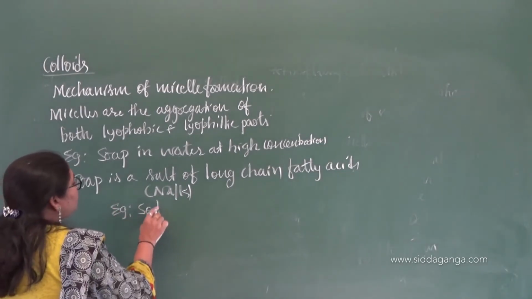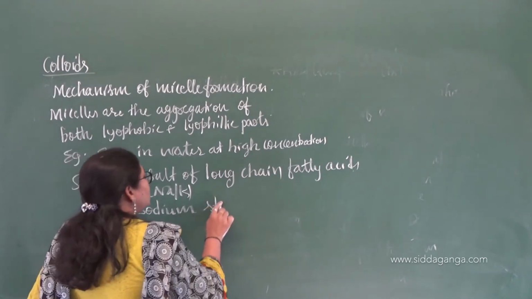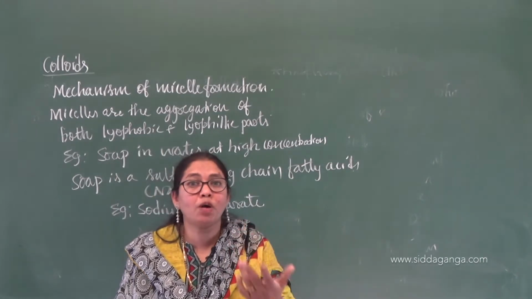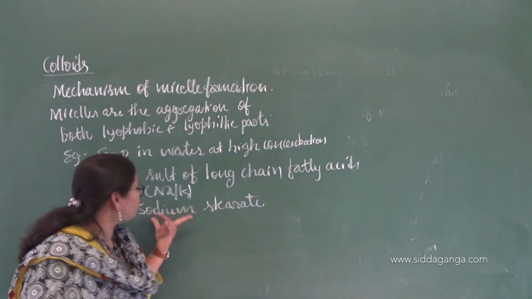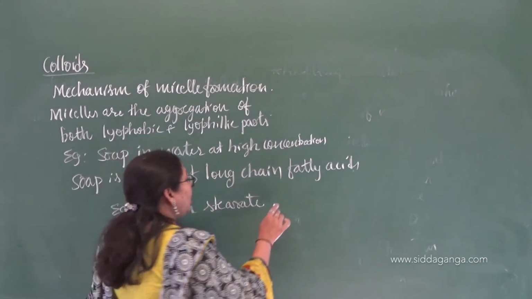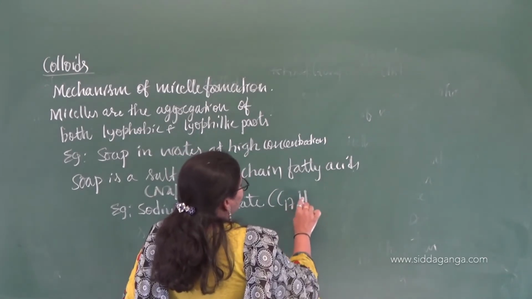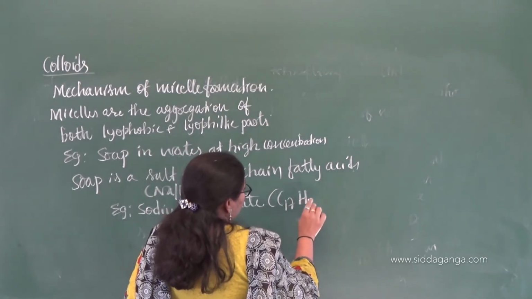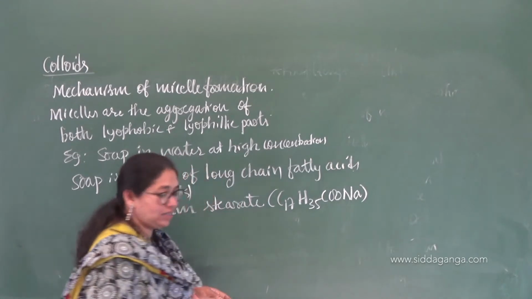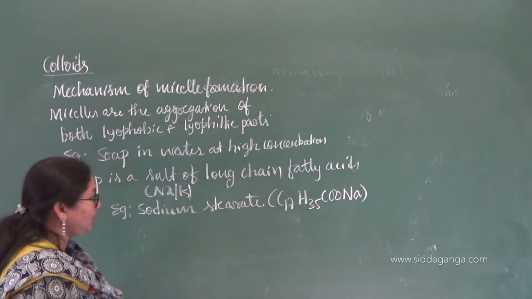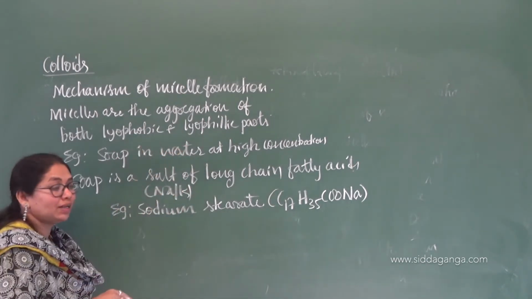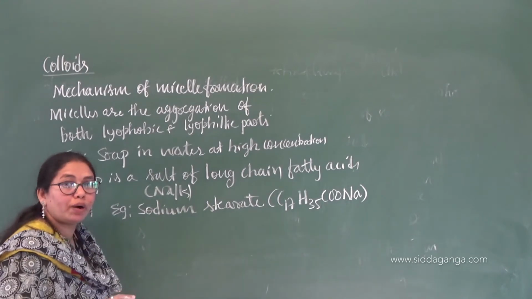I can give the example for that one, that is your sodium stearate. Sodium oleate is there, sodium palmitate is there. It is formed from sodium hydroxide and stearic acid, that is a long chain fatty acid. So if you want, you can have the molecular formula of this one, C17H35COONa. Okay, so in this, as I said, micelle means it is having both lyophilic and lyophobic parts. Let us see which is the lyophilic and lyophobic part in this case.